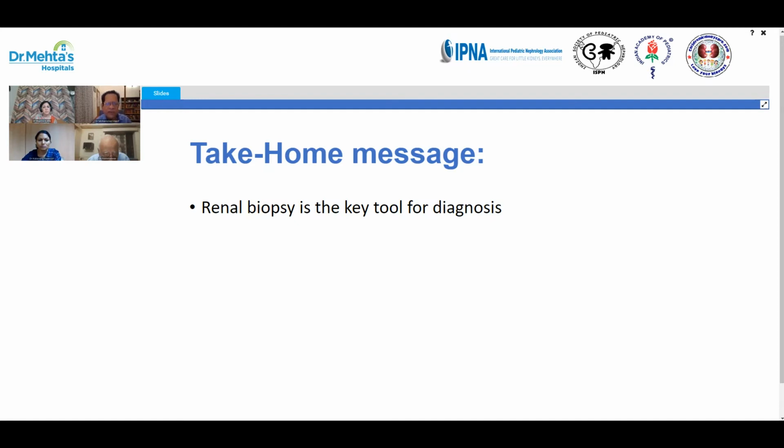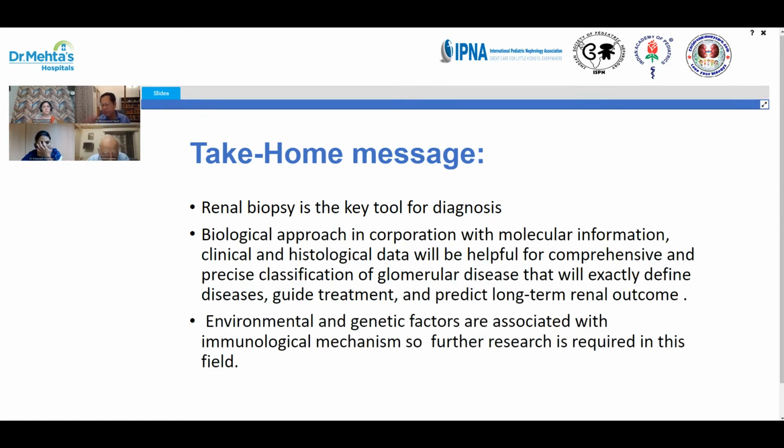Renal biopsy is the key tool for diagnosis, but not always; not all cases need a renal biopsy. A biological approach incorporating molecular information with clinical and histological data will be helpful for comprehensive and precise classification of glomerular disease, which will define the disease exactly, guide treatment, and predict long-term renal outcome. Environmental and genetic factors are associated with immunological mechanisms, so further research is required in this field.